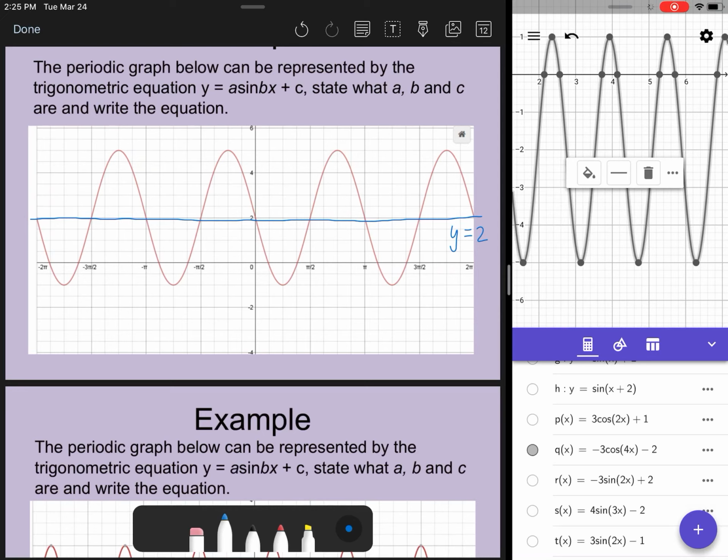Identify the equation of the midline, which is y equals 2. Okay, so we already know what the C value is going to be. The C value is going to be 2. All right, y equals a sine of bx plus c. Our C value is going to be +2. Okay. For our A value, what's the amplitude? Notice the highest point on the graph is at 5. We're going from 2 to 5, so that's 3.